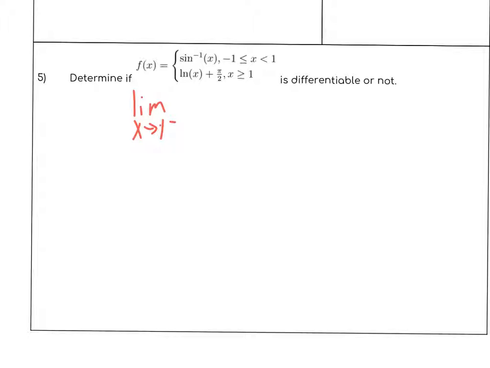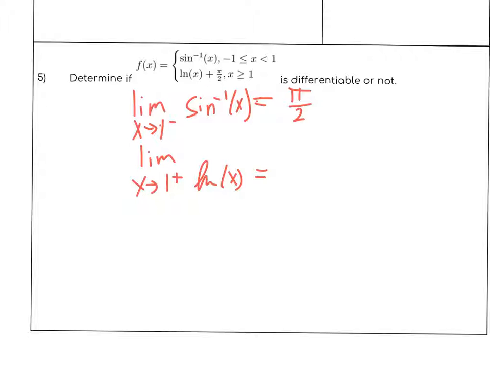So the limit from the left at 1 of sine inverse of x is going to be sine inverse of 1, or pi over 2. The limit as x approaches 1 from the right of ln of x plus pi over 2 is going to be ln of 1 plus pi over 2. ln of 1 is 0, so the limit exists. For f of 1, we're going to use the bottom one, which also happens to be pi over 2 because we just solved that. Okay, now we've got to do the differentiability part.